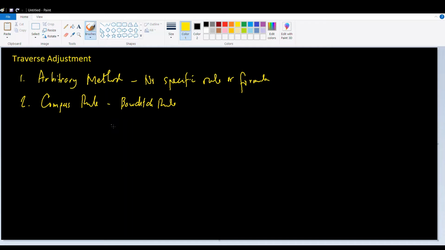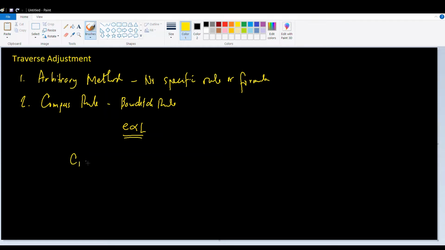It is also assumed that the errors in the measurement are accidental and that the total error in any side of the traverse is directly proportional to the length of the traverse. So the error is directly proportional to the entire length of the traverse. We employ the following formulas in applying the compass rule.